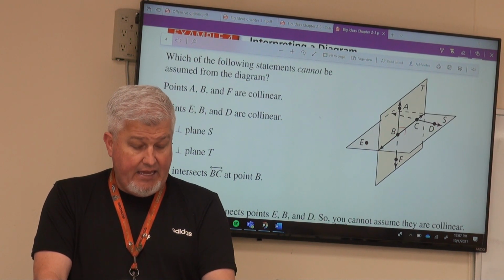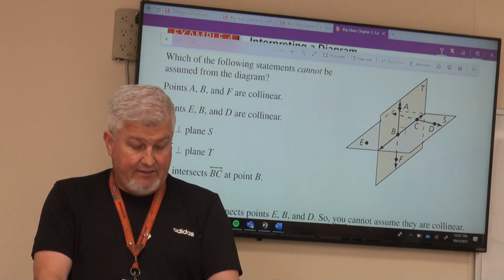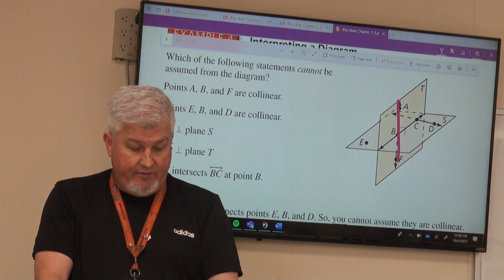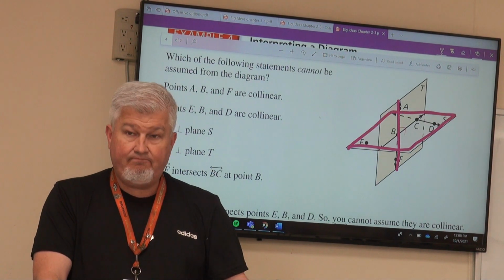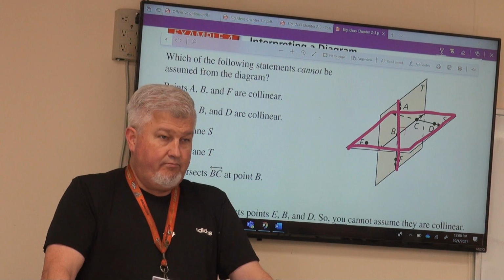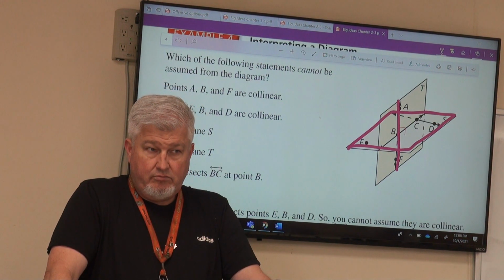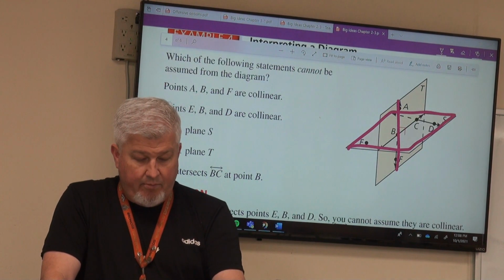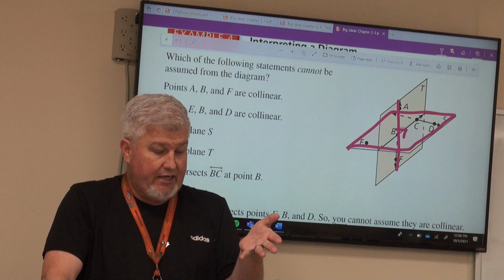Line AB is perpendicular to plane S. Can we assume that? Do we see anything that gives us an indication that we formed a perpendicular line? Yeah, see the little red box right there? It's telling us it is perpendicular, so yes, we can assume that.